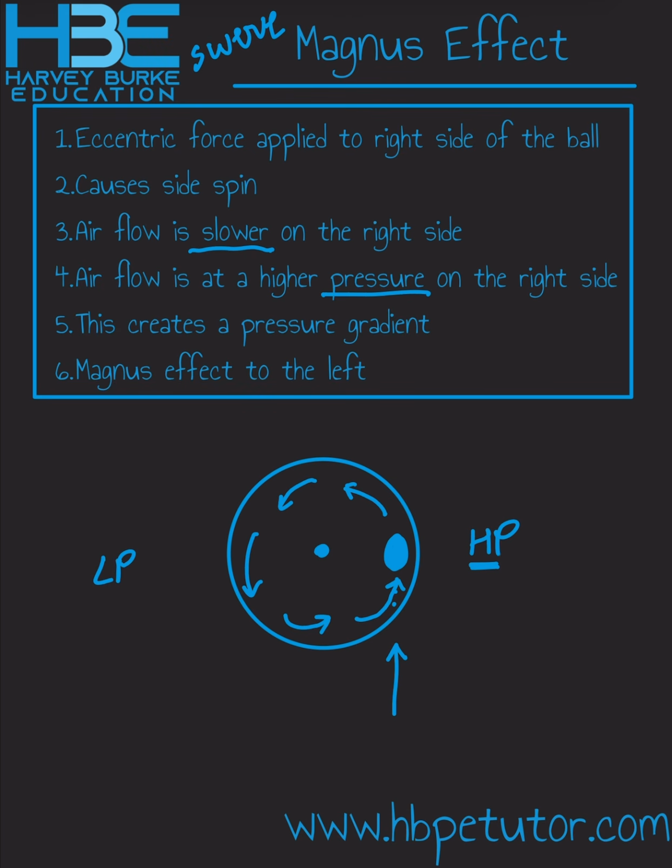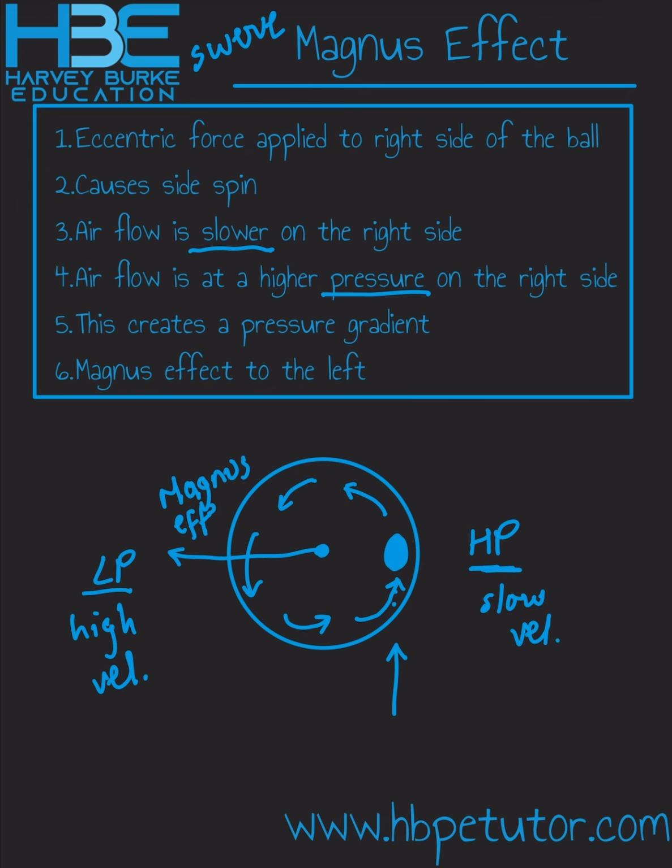And whatever you say about the pressure, you'd say the opposite about the velocity. So if there's high pressure, there's slow velocity. Whereas if there's low pressure, that means that the air is travelling at a high velocity. And once you've mentioned that, you just acknowledge that there's this pressure gradient created where there's high pressure on, in this case, the right side, and then there's low pressure on the left side. And you'd finish your answer by saying that this creates a Magnus effect to the left.